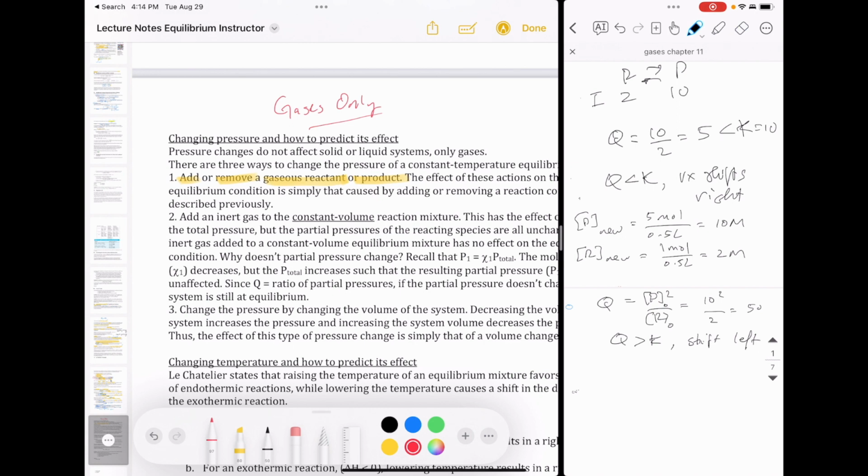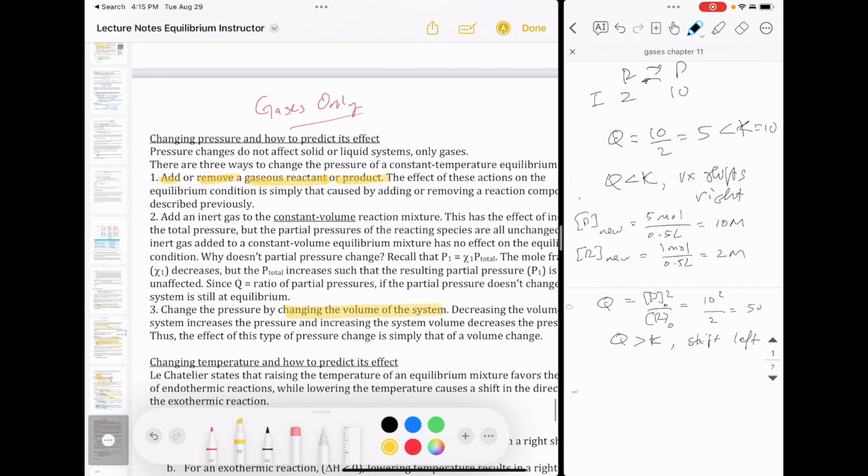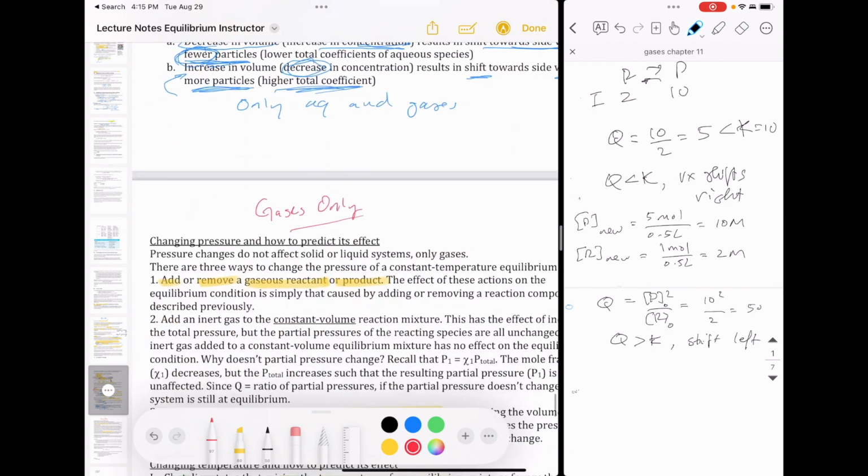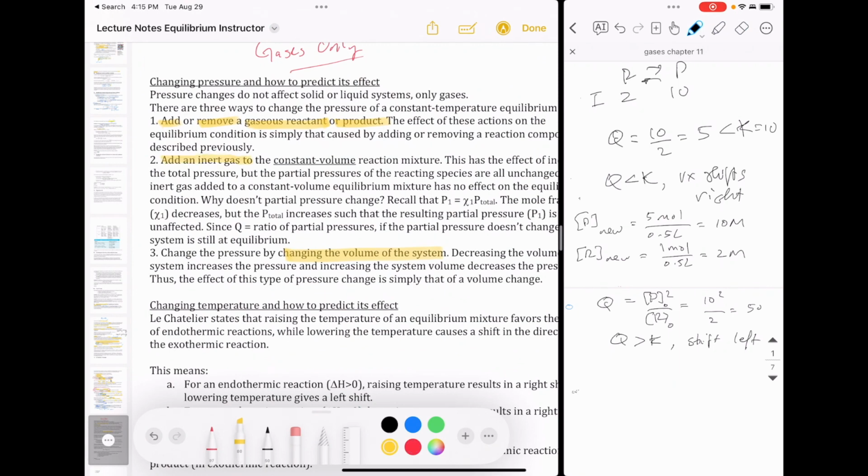Now, a second way you can change pressure is by changing the volume of the system. So if you make the volume smaller, then the pressure will go up. This is Boyle's law, right? When we talk about ideal gas. If we increase volume, the pressure is going to go down. The way you analyze situations like this, when pressure is changed because the volume is changed, is to go back up to our discussion about volume just now to predict what happens. Now, the third situation is the new one. This is if you add inert gas to a reaction mixture that has a constant volume.